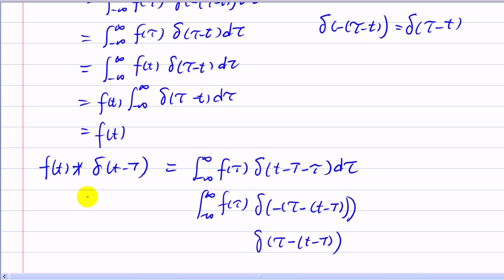I think you should be able to catch up on the rest, the unit step function, based on this.